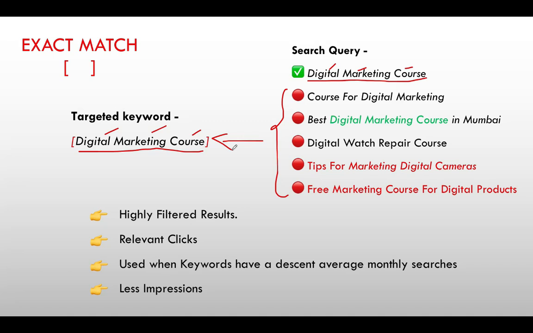Because it is very restrictive, your ad will be triggered only when the keyword that you are targeting exactly matches the user's search query, or vice versa. In exact match, you will get very filtered, very relevant, very accurate results. And because the impressions are relevant, you will get relevant clicks. Only relevant people will be clicking on your ad.